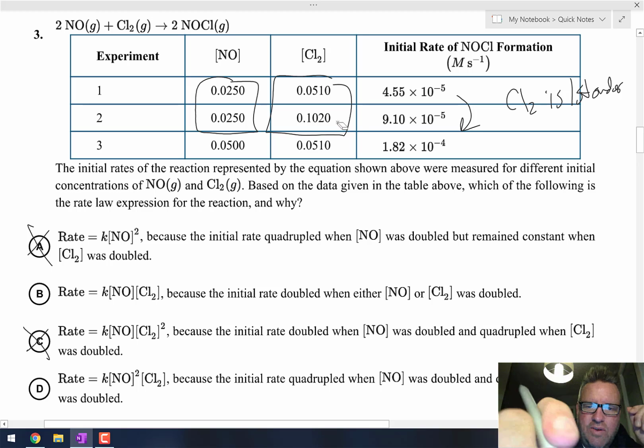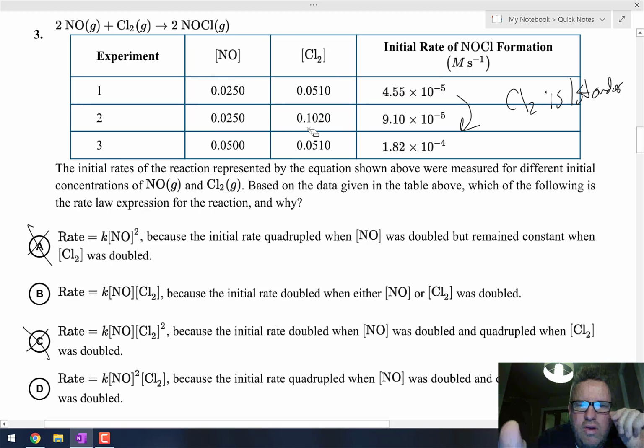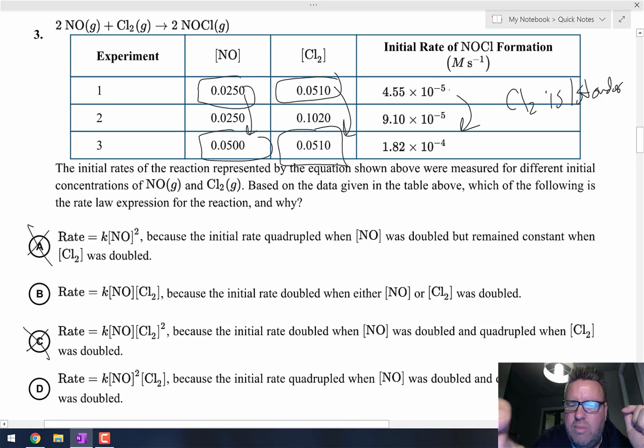Okay, and then let's see if we can figure out NO here. Let's look at 1 and 3, because in 1 and 3, Cl2 is staying the same, but NO is doubling. And then what does it do here? Again, like the previous problem, 1.82 times 10 to the minus 4th is the same thing as 18.2 times 10 to the minus 5th. Think about what that means. 1.82 times 10 to the minus 4th actually means 0.000182. Well, 18.2 times 10 to the minus 5th, big surprise, is also 0.000182. See how they're the same number?